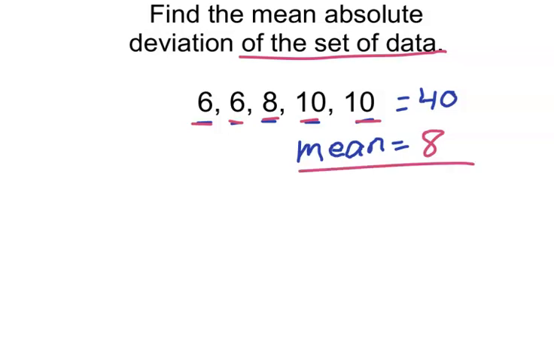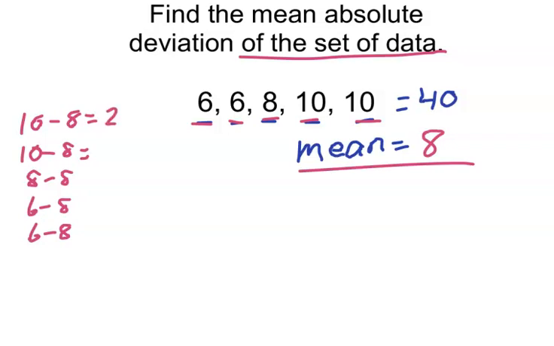So the mean is 8. So we're going to take each number, 10, 10, 8, 6, and 6, and we're going to subtract it from 8. Okay, so each one of these is how far it is from 8. Right, so 10 minus 8 is 2, 10 minus 8 is 2, 8 minus 8 is 0, 6 minus 8 is negative 2, but we don't care, and then 6 minus 8 is negative 2, but again, we don't care. So 2, 4, 6, and 8, so that's 8.